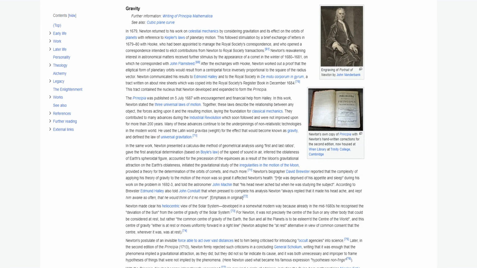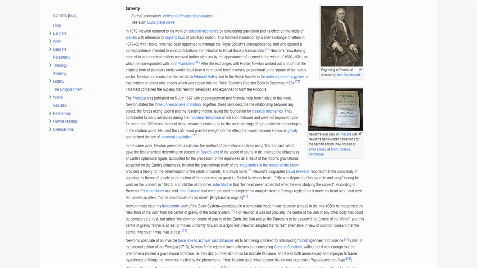In 1679, Newton returned to his work on celestial mechanics by considering gravitation and its effect on the orbits of planets with reference to Kepler's laws of planetary motion. This followed stimulation by a brief exchange of letters in 1679–80 with Hooke, who had been appointed to manage the Royal Society's correspondence, and who opened a correspondence intended to elicit contributions from Newton to Royal Society transactions.